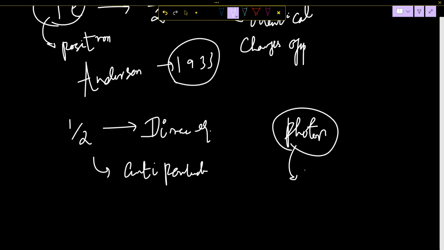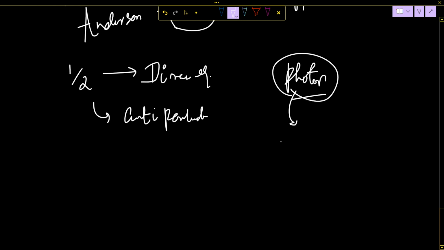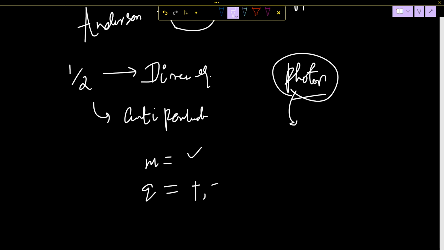We cannot say negative photon or something, because the photon doesn't have charge, right? In general, all quantum numbers of an antiparticle are the negative of those of the original particle, except for its mass. Mass remains unchanged. Mass is always the same for a particle and antiparticle, but your charge will vary, like positive and negative. That is a property of antiparticles.